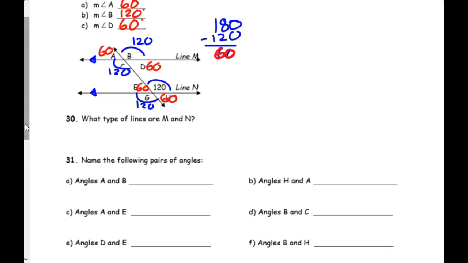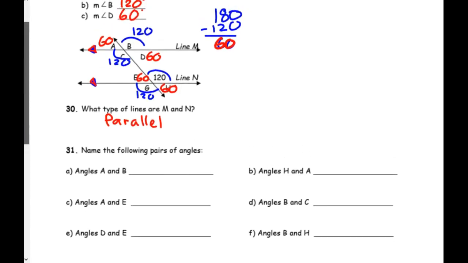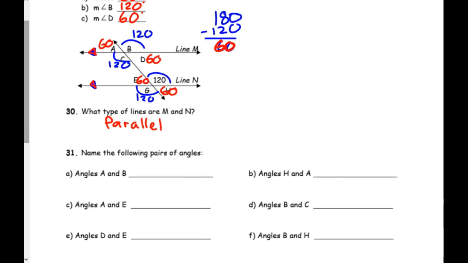What type of lines are M and N? Again, we just labeled that right here, and we just talked about this. This is called parallel lines cut by a transversal. When they do not intersect, we call that parallel. So let's name these angles. A and B make a straight line, and they're adjacent, so we call that a linear pair.